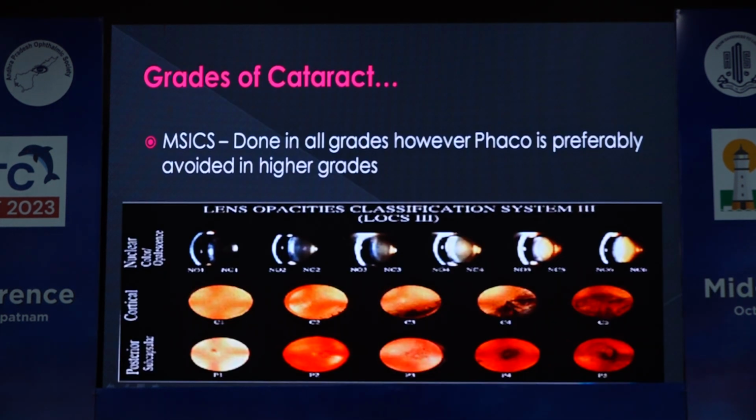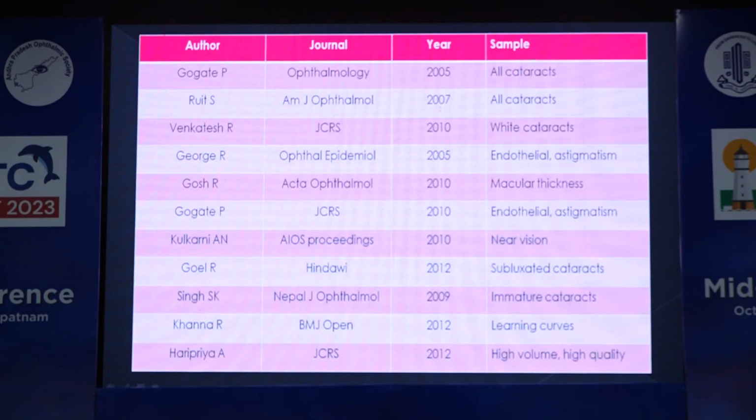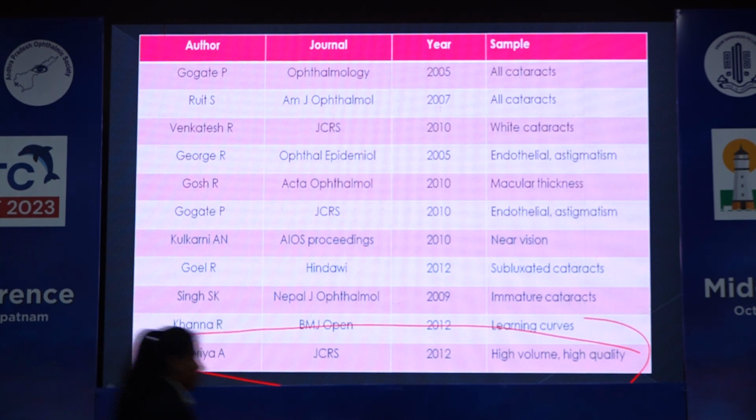On grades, I can say that yes, SICS is good for all grades of cataract, and these are various literatures showing which type of cataract is suited. This is the largest data published, by Dr. Haripriya and others in JCRS. They show that in high volume surgery it is done at Aravind with high quality, and they mention that SICS can be done even in all cases. Other studies also showed this, like Hindwani et al.